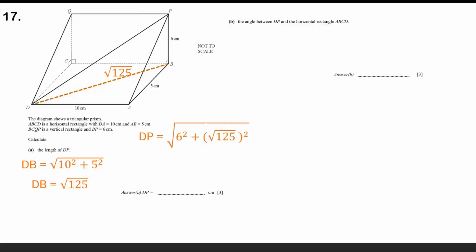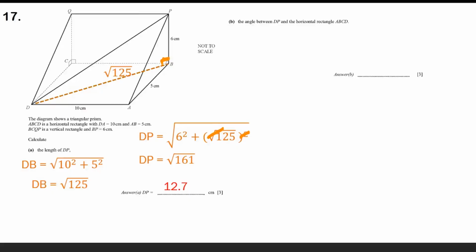To find the length of DP, DP is now equal to the square root of, still the Pythagorean theorem because here is 90 degrees, 6 squared plus the square root of 125 squared. So you can cancel the square and the square root symbol. What's left is the square root of 6 squared plus 125. That is 36 plus 125 equals the square root of 161. And the answer, DP, is equal to 12.7 centimeters.